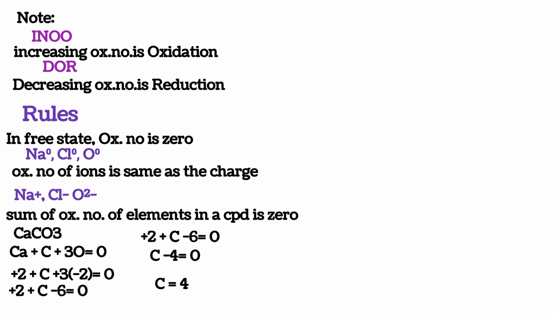Collect like terms, I have C minus 4 equals 0, and the oxidation state of carbon will be equal to +4. And that is how to calculate the oxidation number of an element with variable oxidation state.